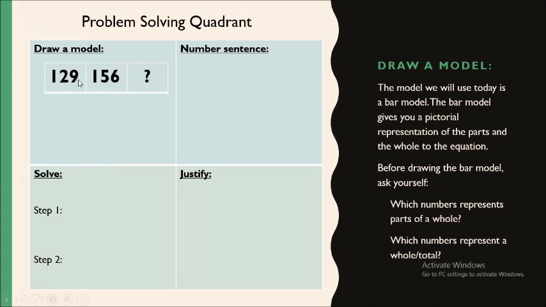Take a look at the parts in the word problem. Remember that 129 only represented Monday, 156 represented Tuesday, there was a missing number for Wednesday, and altogether it represented 418. That's why 129 is a part, 156 is another part. The missing number is the missing part, and 418 would be representing the whole.